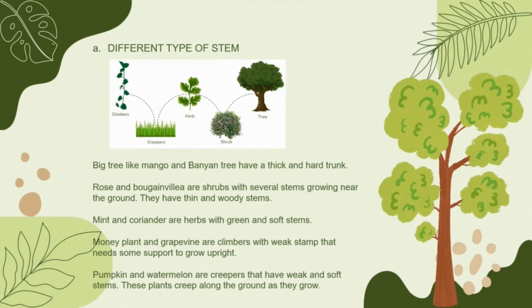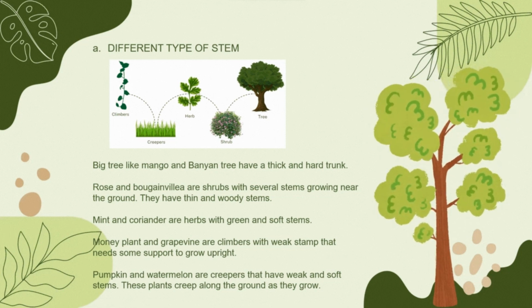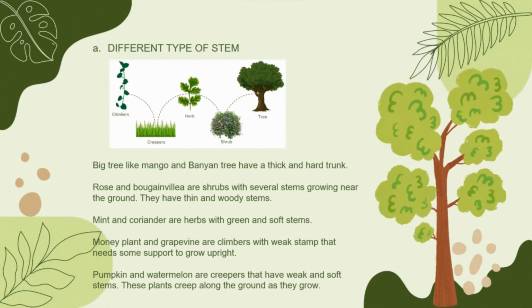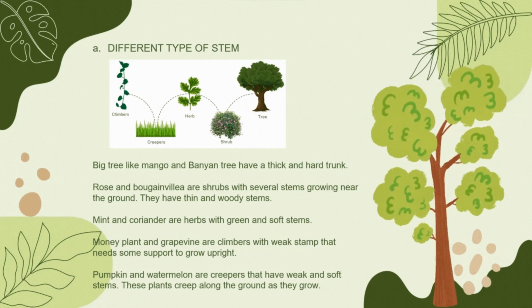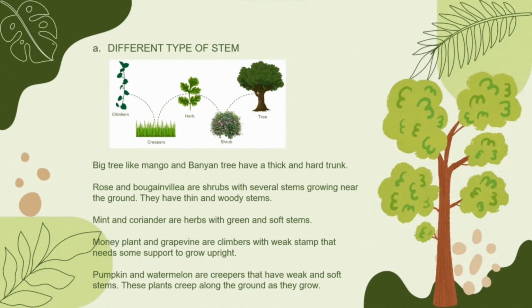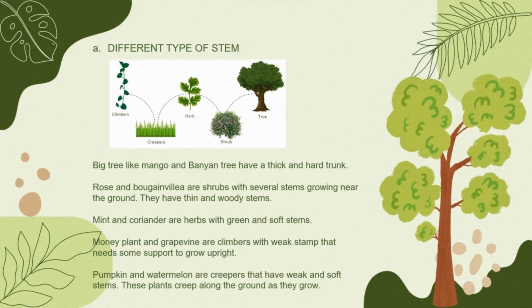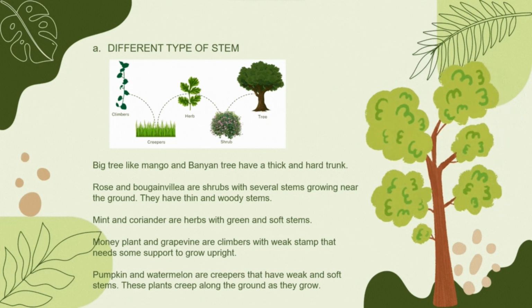Different types of stem. Big trees like mango and banyan have a thick and hard trunk. Rose and bougainvillea are shrubs with several stems growing near the ground. They have thin and woody stems. Mint and coriander are herbs with green and soft stems. Money plant and grapevine are climbers with weak stems that need some support to grow upright. Pumpkin and watermelon are creepers that have weak and soft stems. These plants creep along the ground as they grow.